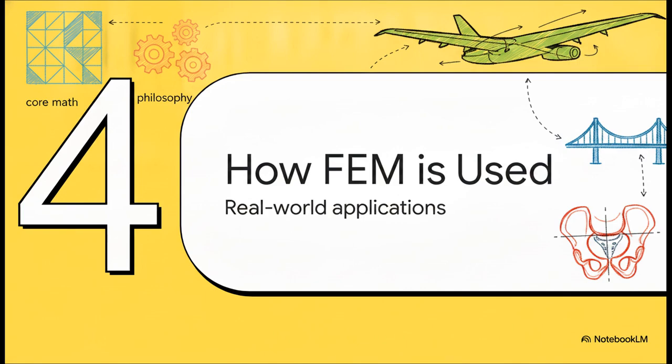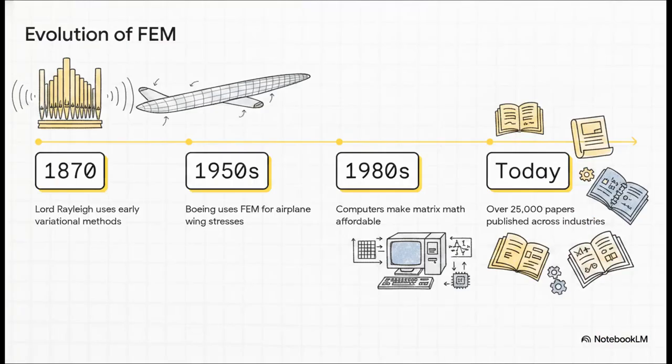Okay, part four, how FEM is used. We know the math, but the history here is wild and really shows the explosion of this method. Get this, the foundation was actually laid way back in 1870. Lord Rayleigh was using these early variational methods to figure out acoustic vibrations in pipe organs. Fast forward to the 1950s, and Boeing Aircraft formally launches a project using these concepts to figure out the stresses in airplane wings. But here's the catch. Because FEM relies on those massive matrices we just talked about, it didn't truly take off until the late 70s and 80s when computers finally became affordable enough to handle the math. Today, there are well over 25,000 published papers on FEM, and it's a completely ubiquitous tool across almost every engineering industry you can think of.